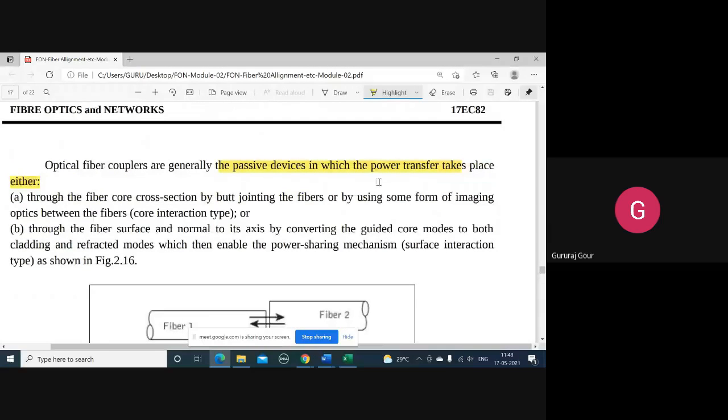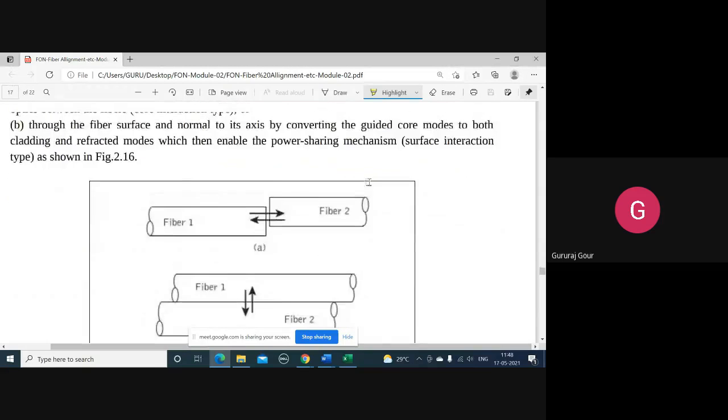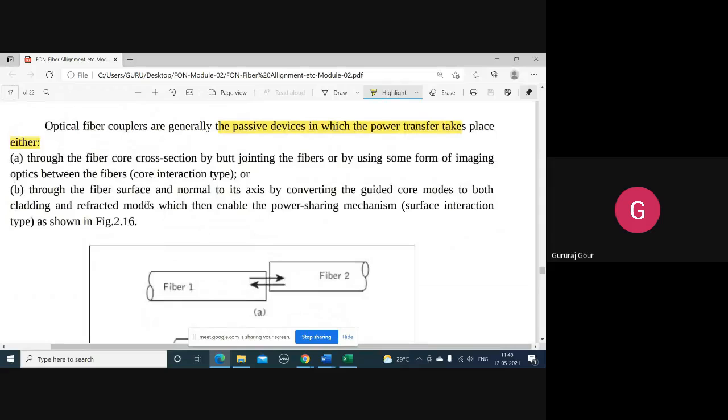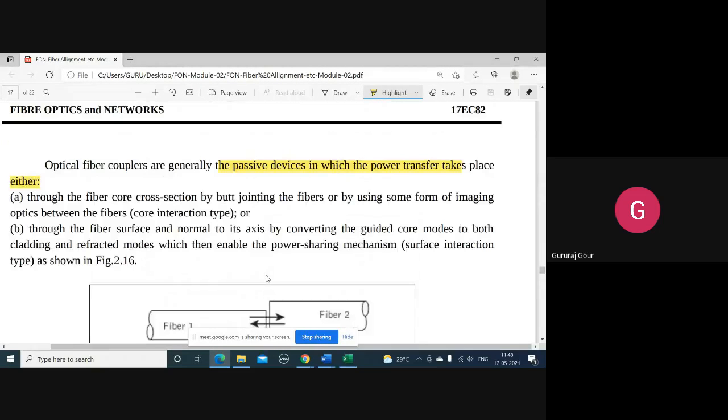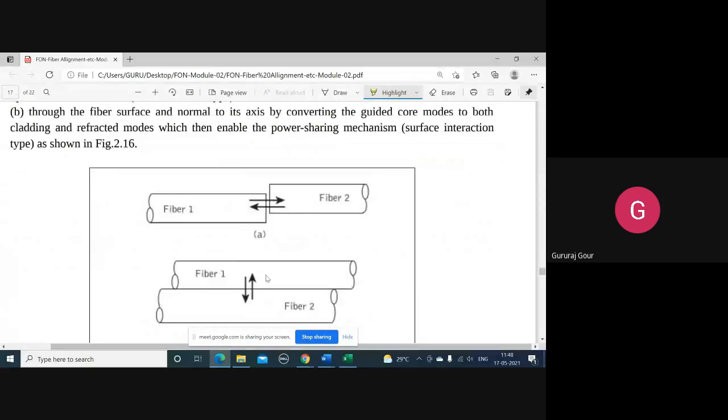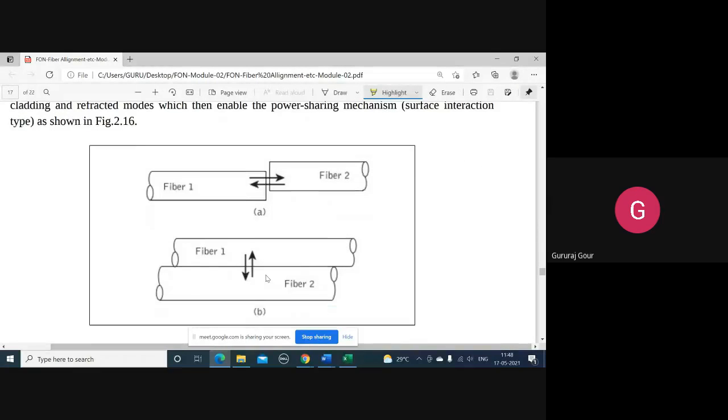These are passive devices in which the power transfer takes place, as is clearly visible in the figure, either from the fiber core cross section by butt jointing the fibers, or by using some form of imaging optics, or it happens normal to the two fiber axes. Okay, so it is a passive device. The power transfer happens either longitudinally or laterally between the two fibers.